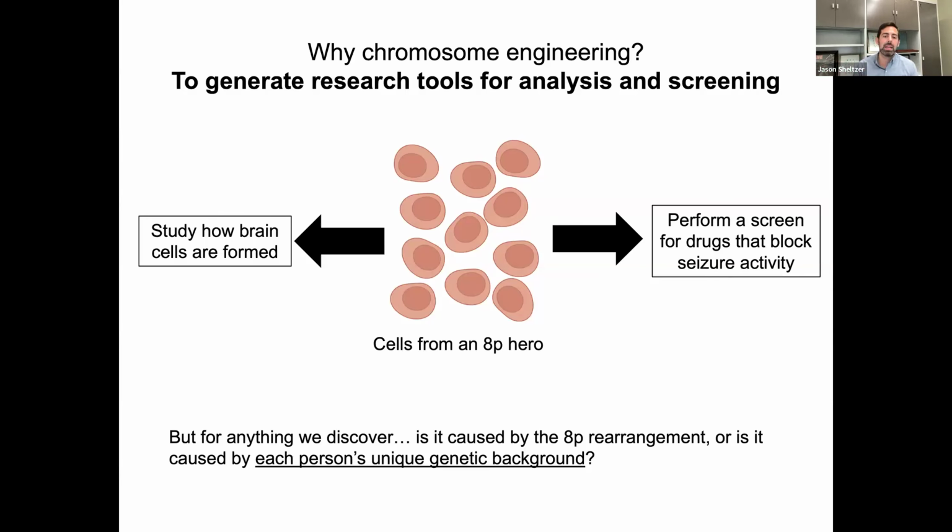One way that this is sometimes solved is you can study the parents of an affected individual. The parents of an 8p hero will donate their cells as well. And so you can compare the cells from an individual's parents with the cells of an 8p hero. But even when you're comparing parent to child, parents and children are 50% different. And so that isn't a perfect solution either.